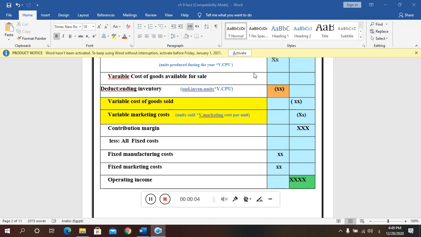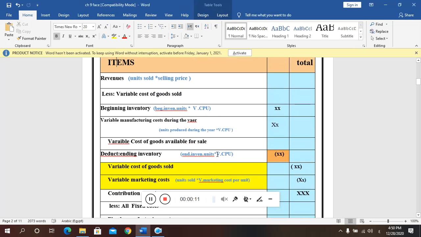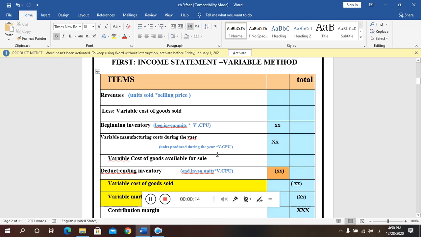This is the usual figure for the income statement, as we said before. The income statement consists of the main items: revenues less cost of goods sold gives me the contribution margin. Deducting the operating costs gives me operating income. Here we calculate revenues, as we said in chapter 3, by units sold multiplied by selling price. It will give me sales revenue.